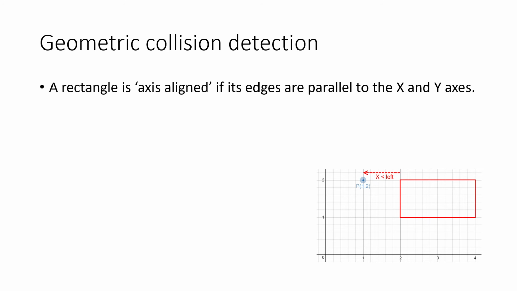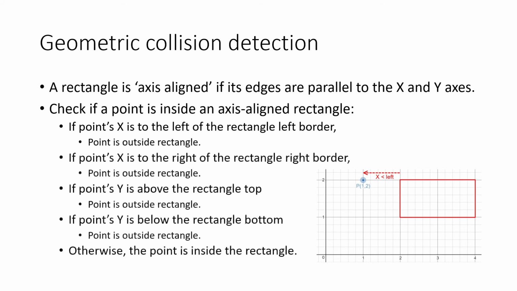Now, rectangles can be axis aligned, or an axis aligned bounding box, if its edges are parallel to the x and the y. It's actually a lot harder to do if it's not, so let's stick with that for now. To check if a point is inside an axis aligned rectangle, look to see if the point's x coordinate is to the left of the rectangle's left border. So take the rectangle's left border, are we left of that? If we are, which we are in this case, then the point is outside the rectangle.